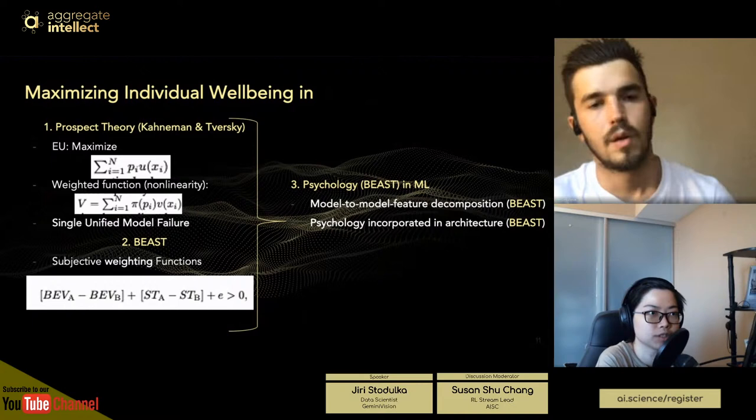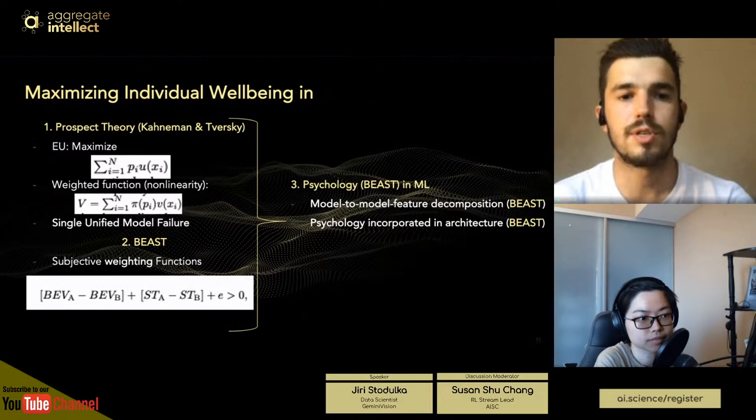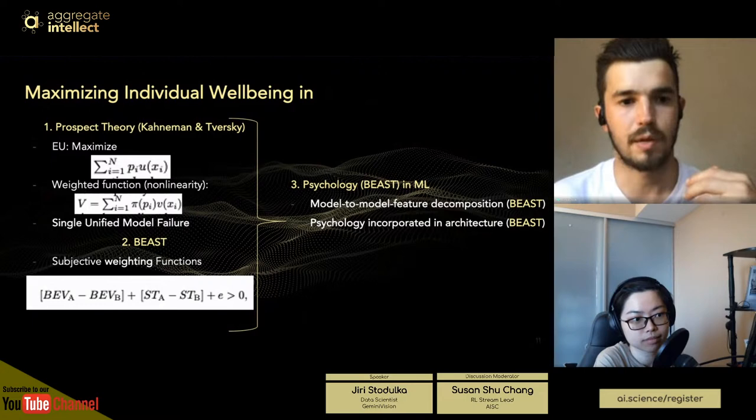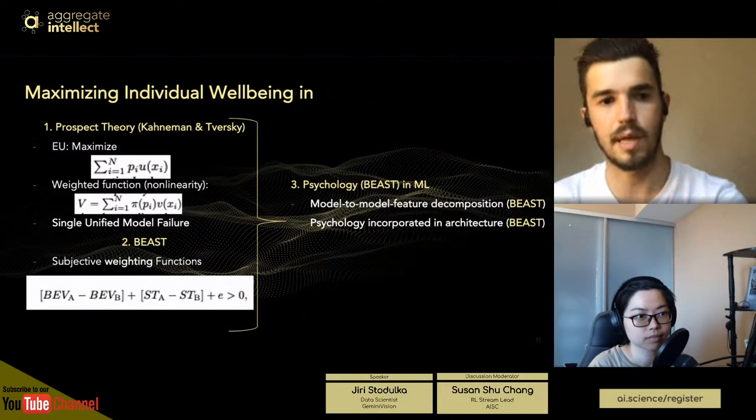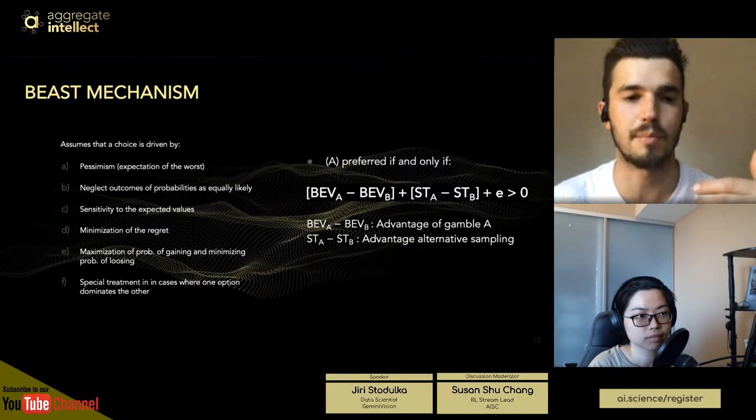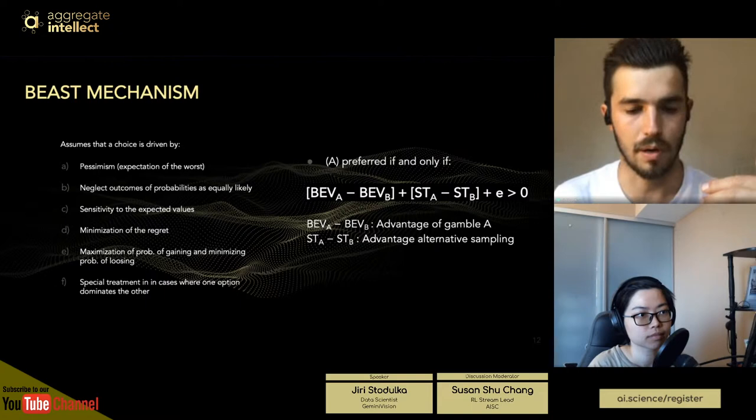Yeah, I don't know if I can answer that question, because the thing about prospect theory is that there are a lot of variations and descendants, but not a single unified version, which would be generalizable, unlike a Bayes, because a Bayes can be highly generalizable. It comes with a lot of assumptions, actually these six assumptions on the left, according to which individuals make decisions.